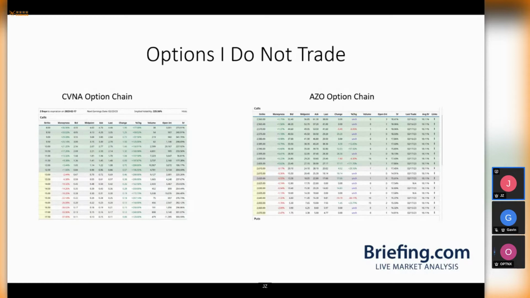The other option chain there is AutoZone. And if you look at the volume in the open interest column, there's basically just nothing traded on it. And then if you go to the bid ask, I think some of the bid asks on there are like $5-10 each. For me, there's so many other securities out there that have better option chains, in my opinion. I have just stayed away from those. Again, that's just me trying to make my life a little less stressful when possible.